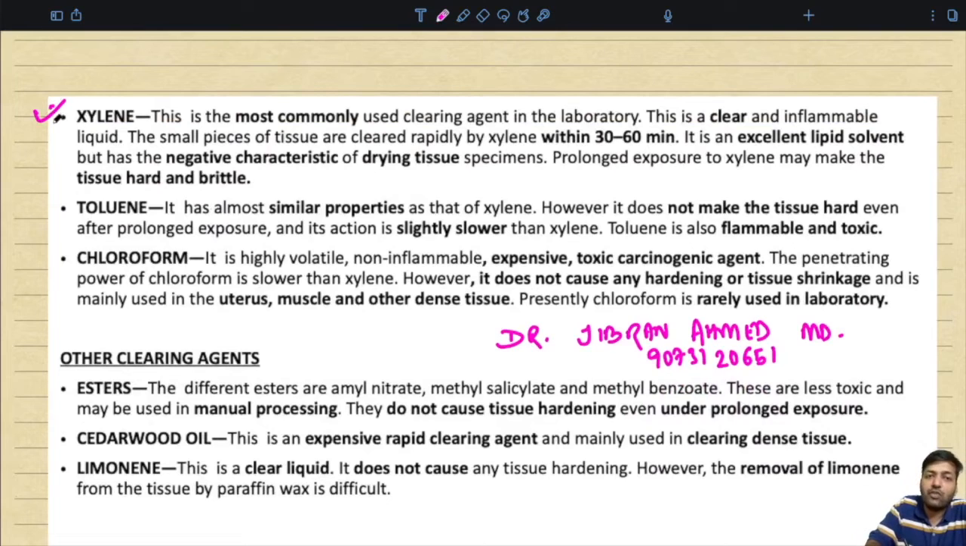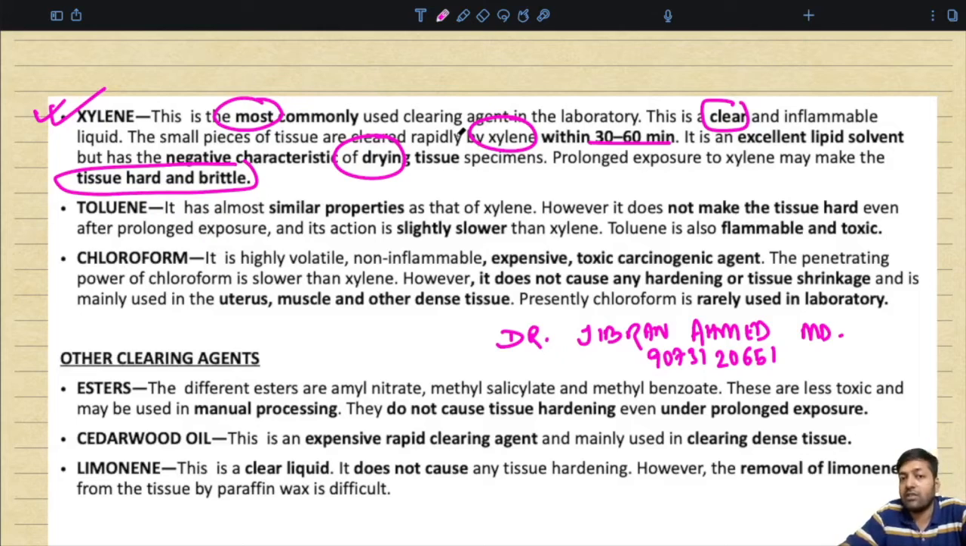So xylene, if you see, it is the most commonly used clearing agent in the laboratory. This is a clear and inflammable liquid. The small pieces of tissue are cleared rapidly by xylene within 30 to 60 minutes. It is an excellent lipid solvent but has the negative characteristic of drying the tissue specimen. Prolonged exposure to xylene might make the tissue hard and brittle. So this is a downside. And another downside of xylene is that it can cause drying of the tissue and induce some artifacts.